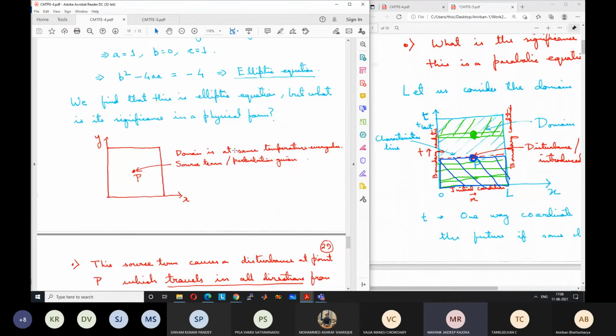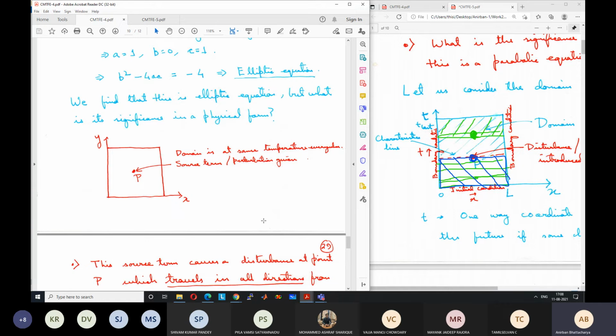So the domain of influence will be in all directions, I think. In all directions. So what is the area in all directions? The entire domain or some small domain? Sir, the entire domain. Entire domain, correct. Because any change at P can influence all the points in the domain. So because P influences the entire domain, the domain of influence is the entire domain. So for an elliptic problem, the domain of influence is the entire domain.